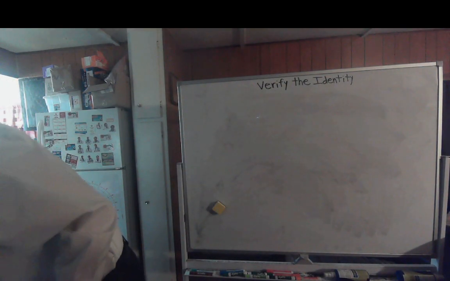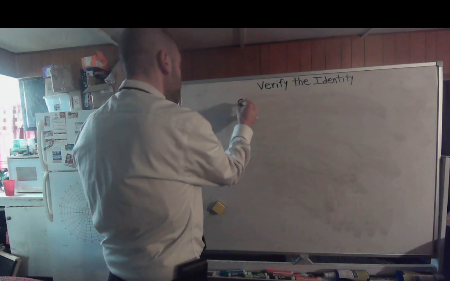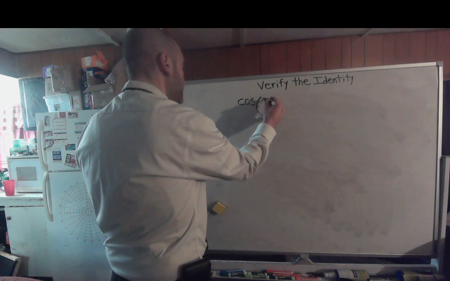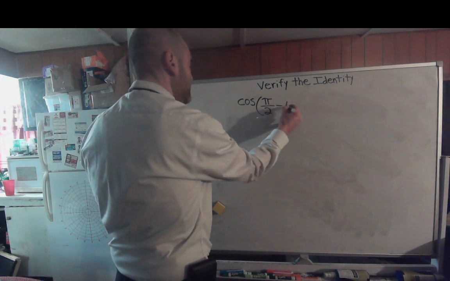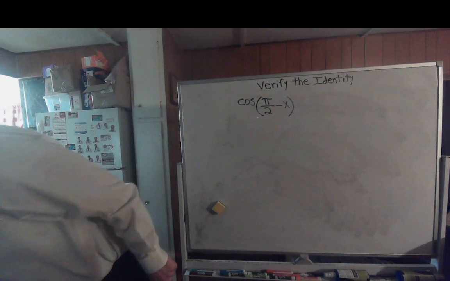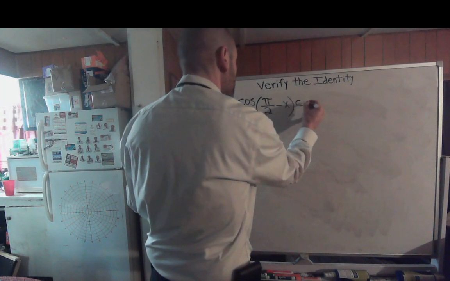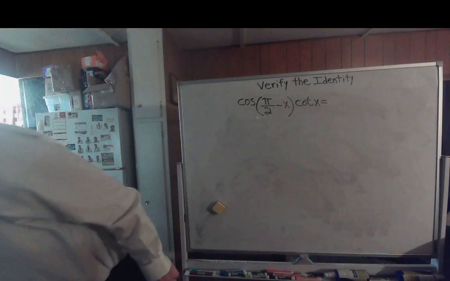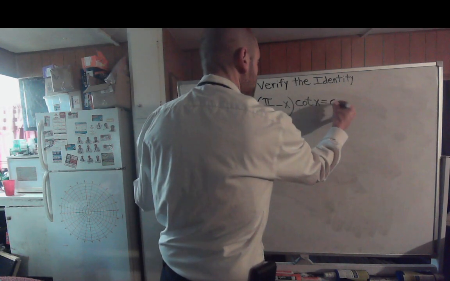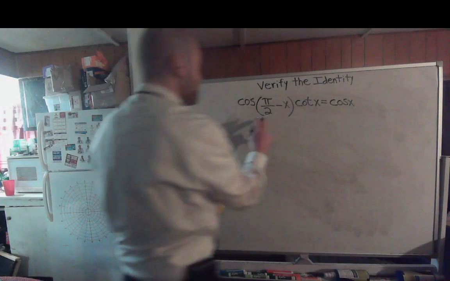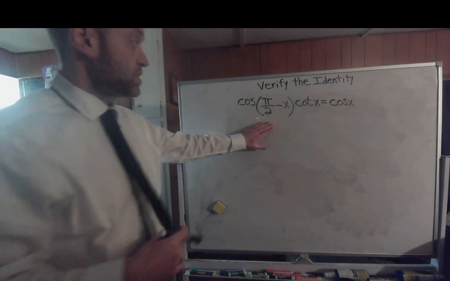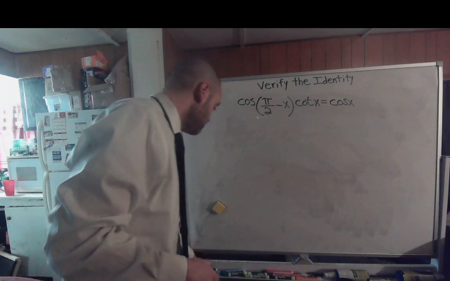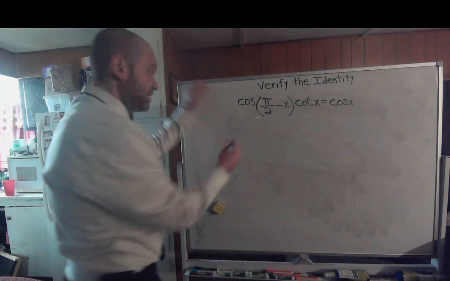All right. We have the cosine of pi over 2 minus x times the cotangent of x is equal to the cosine of x. So we have to verify that the cosine of pi over 2 minus x times the cotangent of x equals the cosine of x. Well, let's write out the left-hand side again.